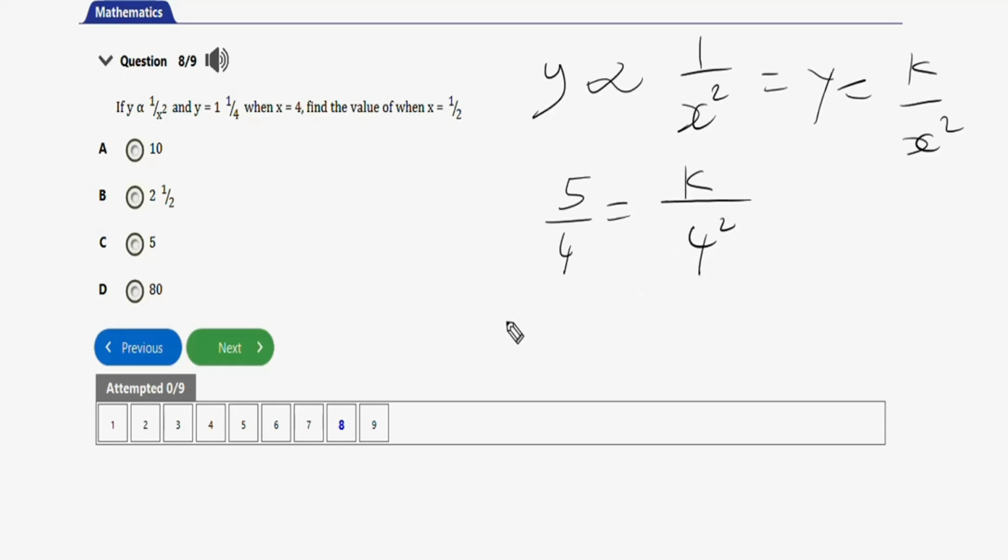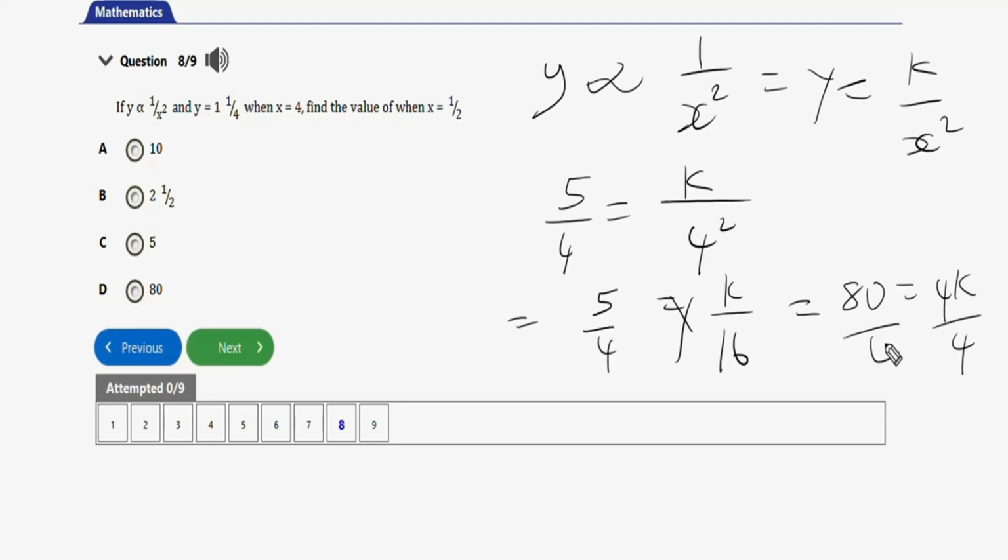So when you break this down, you're going to have 5 over 4 equals k over 16. So when you cross multiply, 16 times 5 will give you 80. So you're going to have 80 equals 4k. Divide both sides by 4. So your k will be what? 20.